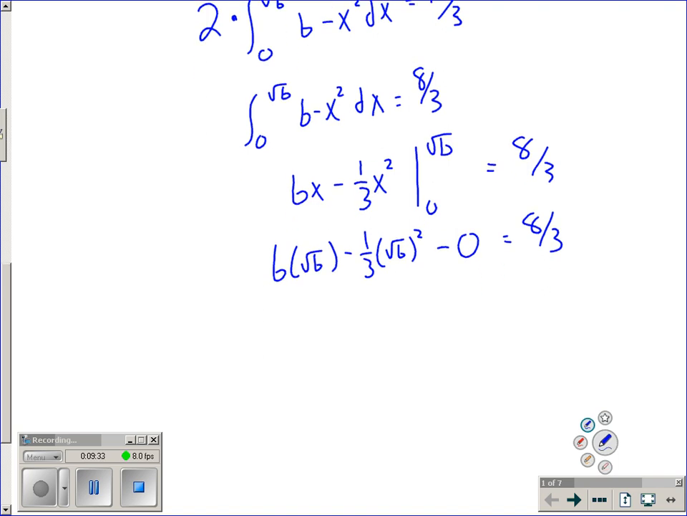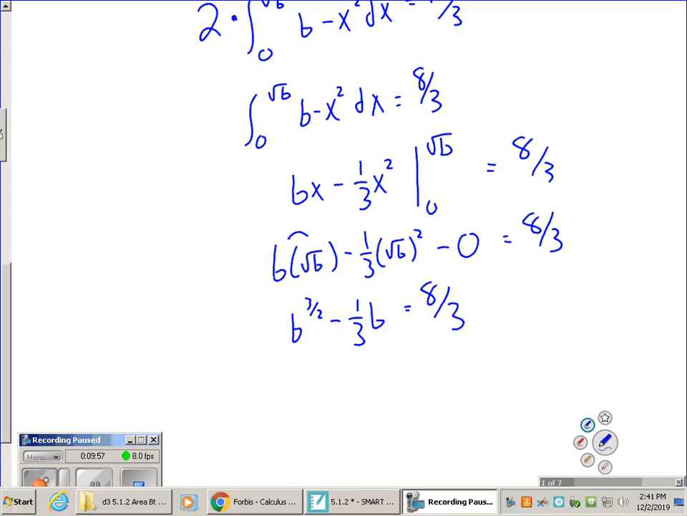We can keep going. So what is b times the square root of b? Well, that's b times b to the 1/2, and all you do is just add those powers together. It's going to be b to the 3/2 minus the square root of b squared, which is just b, so 1/3 b, and that's going to equal 8/3.